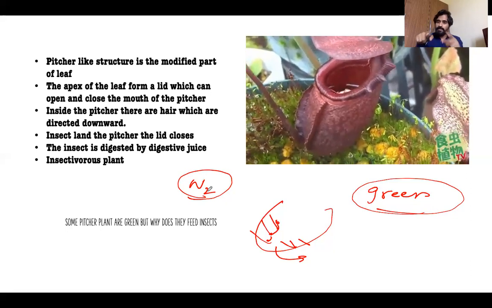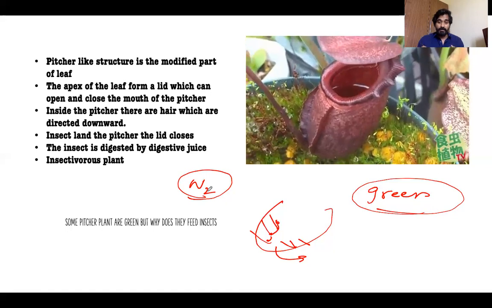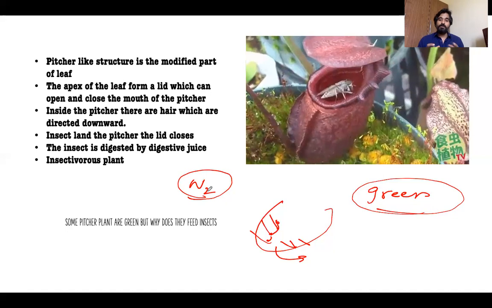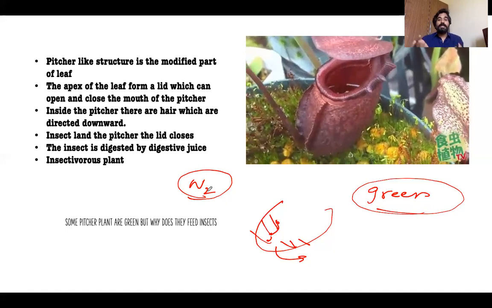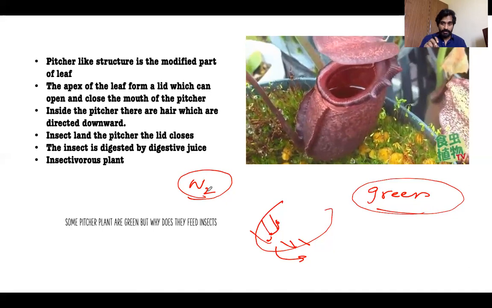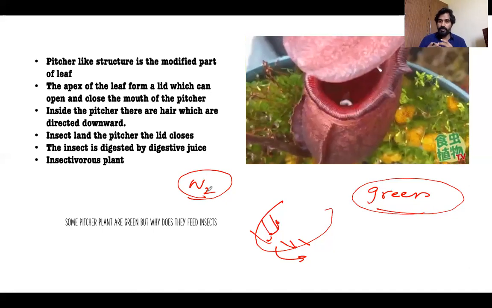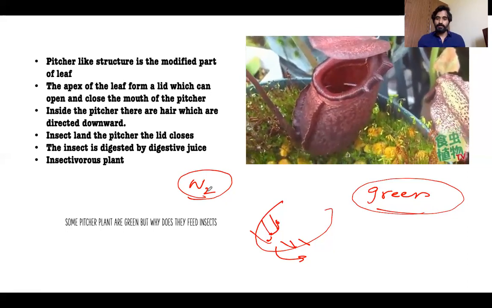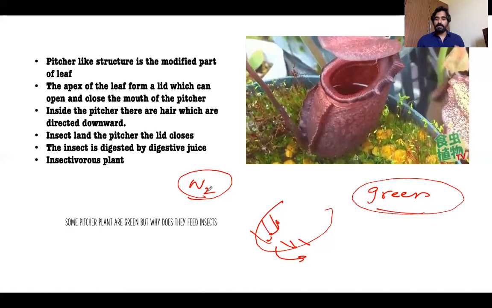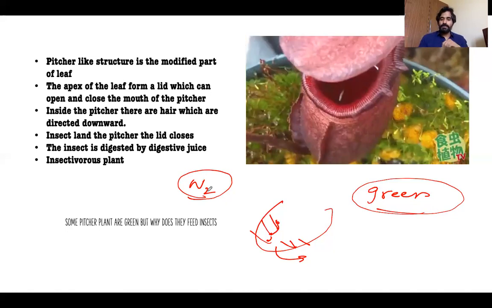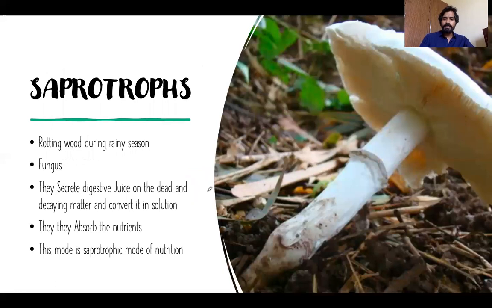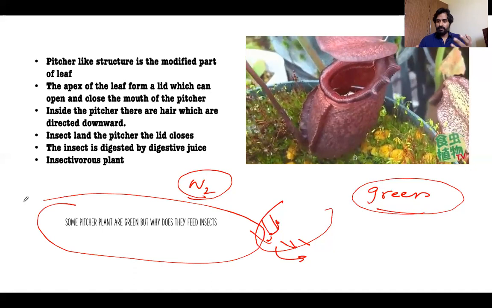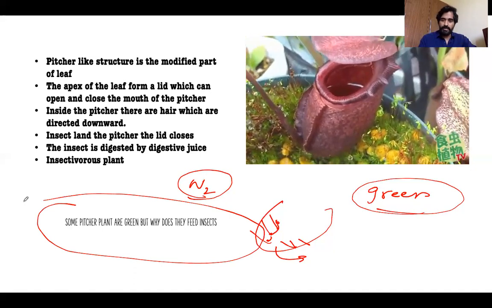But what happened? This insectivorous plant or pitcher plant lives in an area where there are no bacteria which can help. So they kill insects, which have lots of nitrogen, to create protein. The aim is to get the nitrogen from these insects. I hope this is clear to you. So this answers the question: some pitcher plants are actually green, but why do they feed on insects? I think this question is clear to you now.